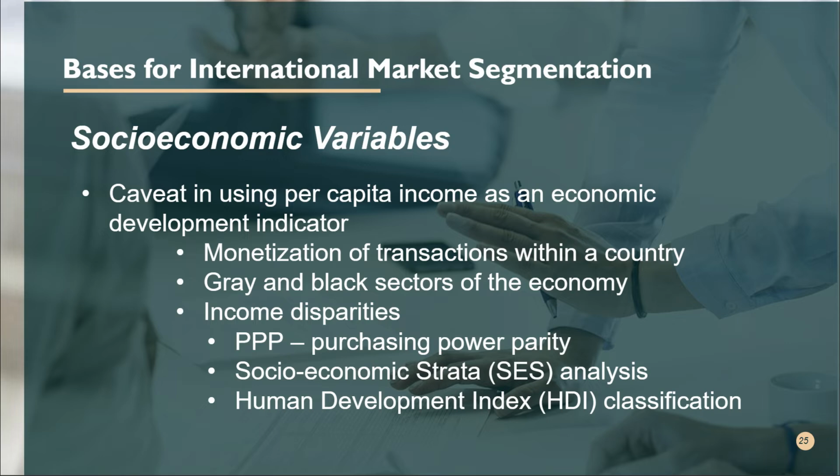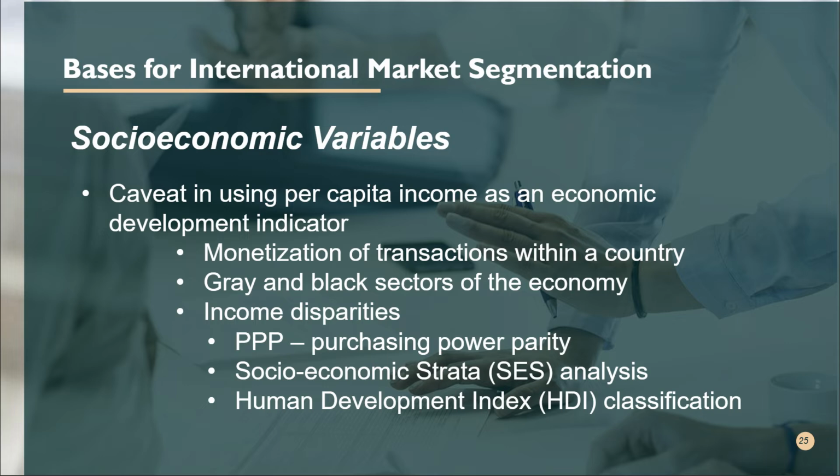Third is the income disparities. Now, income disparities is about the buying power of the country. This is where the purchasing power parity comes in. It shows how much the consumer or the country is able to, or the company is able to, make a profit in that specific country.